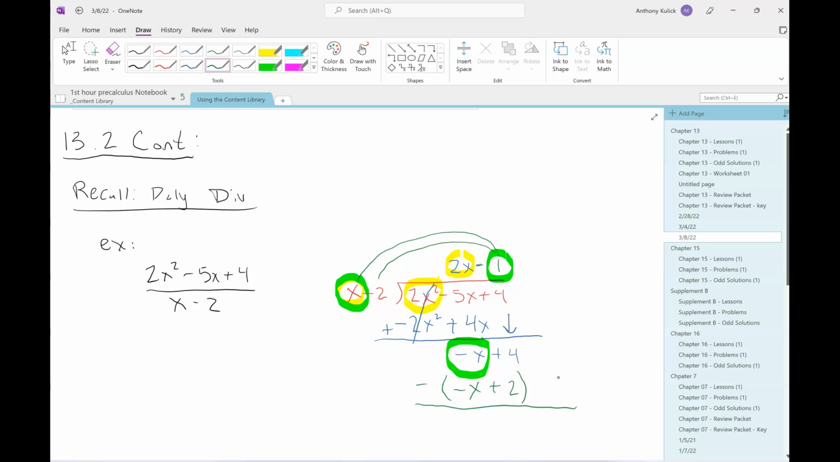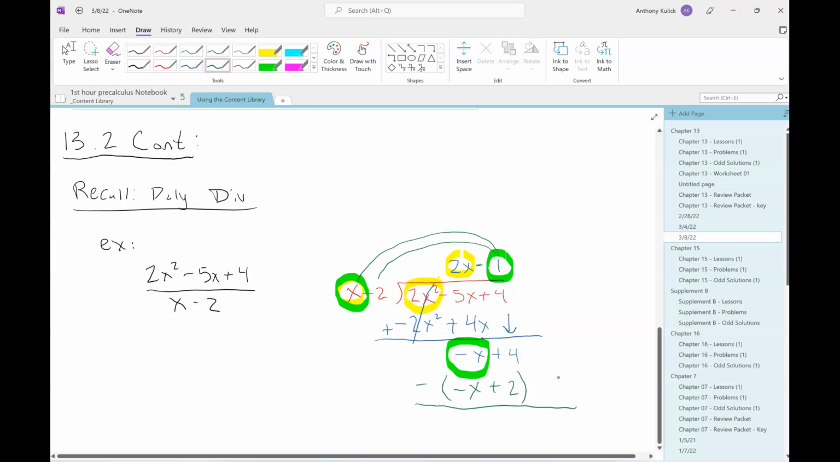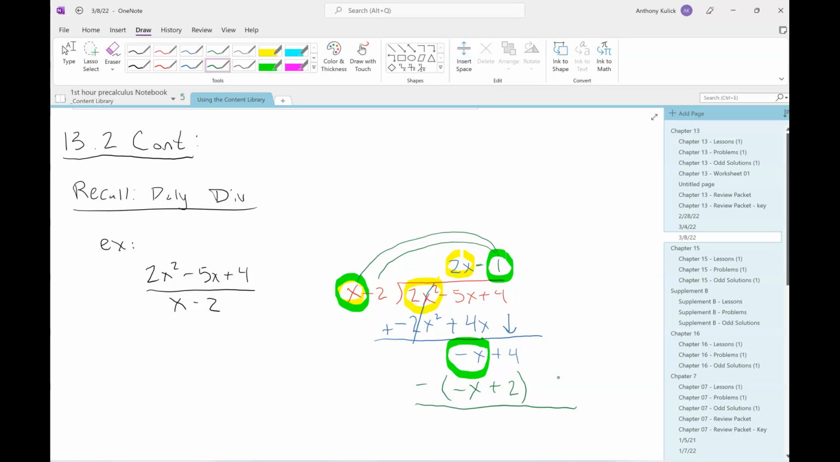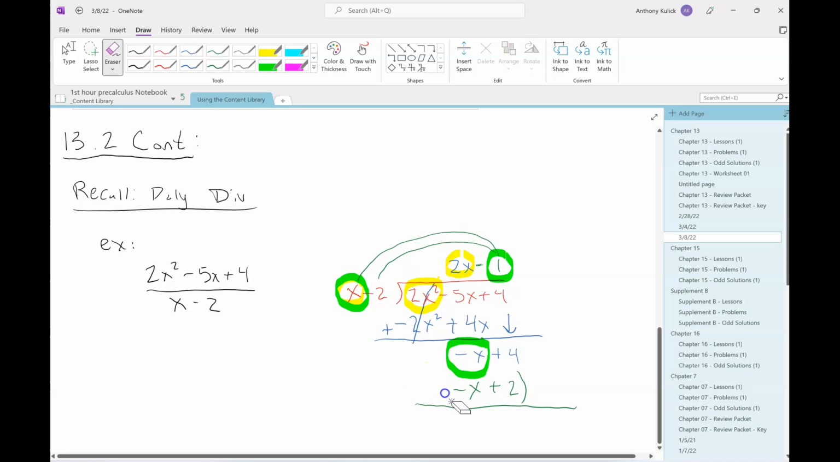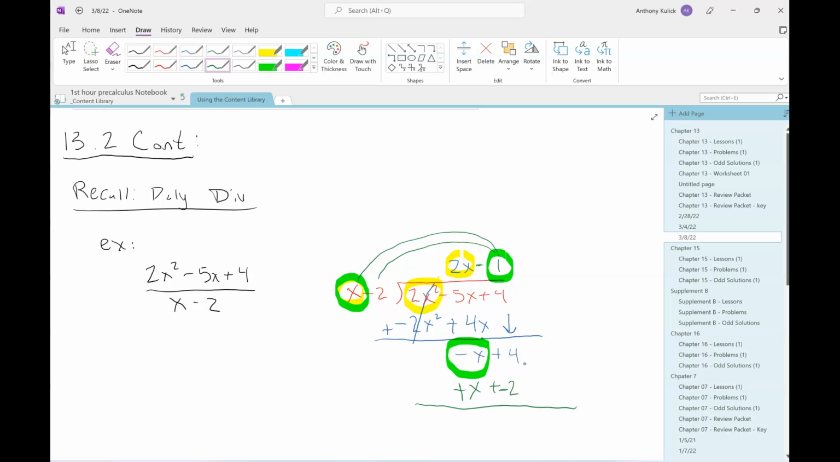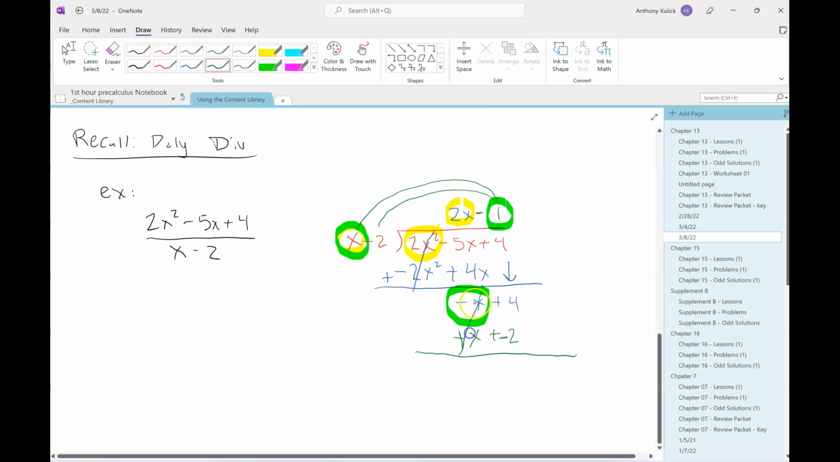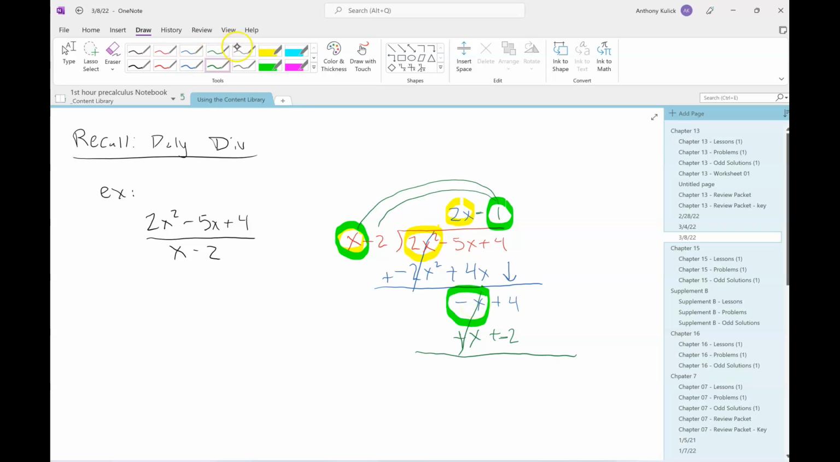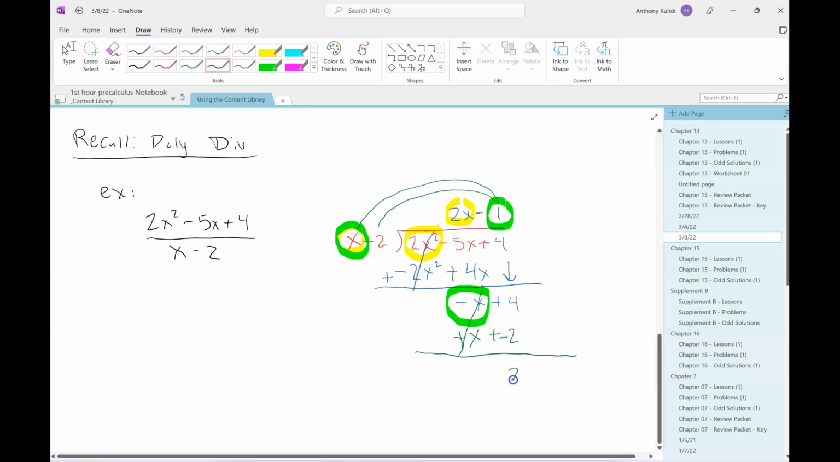I don't like to think about this as a subtraction problem. One of the most common mistakes I see students make is goofing up the negative signs here. I think it's easier if you distribute that negative through and think about it as an addition problem. So that becomes plus x and plus a negative 2. So negative x plus x, those just cancel out. And then 4 plus negative 2 is 2. So that's my remainder, 2.